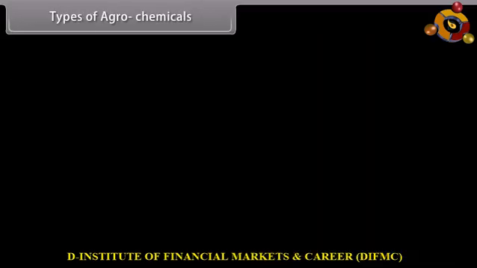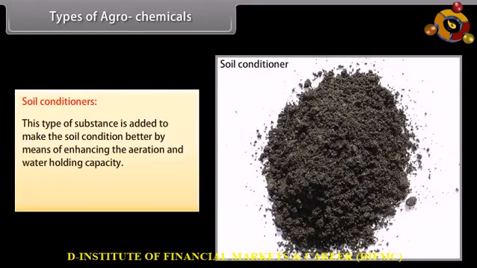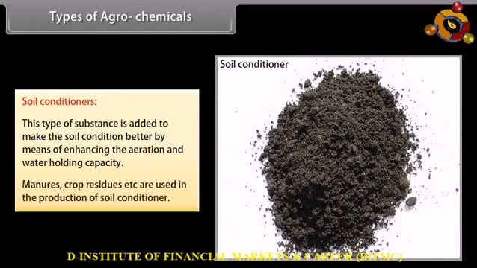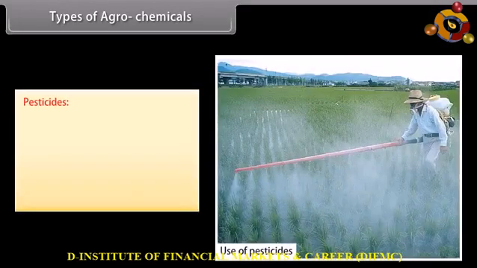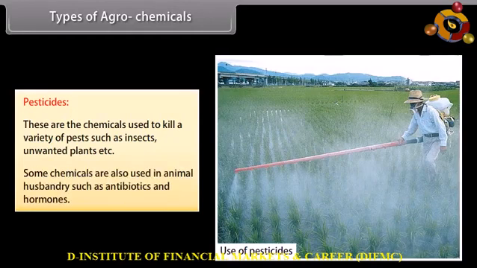Types of agrochemicals. Soil conditioners. This type of substance is added to make the soil condition better by enhancing the aeration and water holding capacity. Manures, crop residues, etc. are used in the production of soil conditioners. Pesticides. These are the chemicals used to kill a variety of pests such as insects, unwanted plants, etc. Some chemicals are also used in animal husbandry such as antibiotics and hormones.